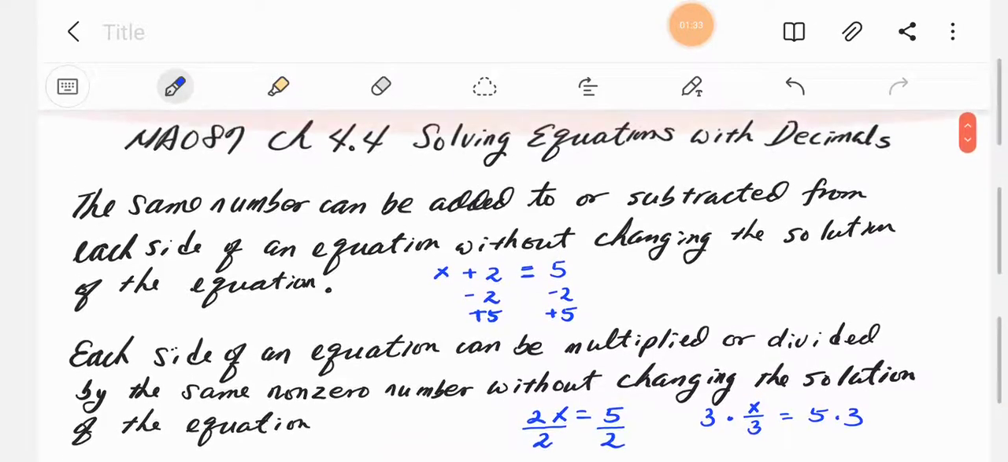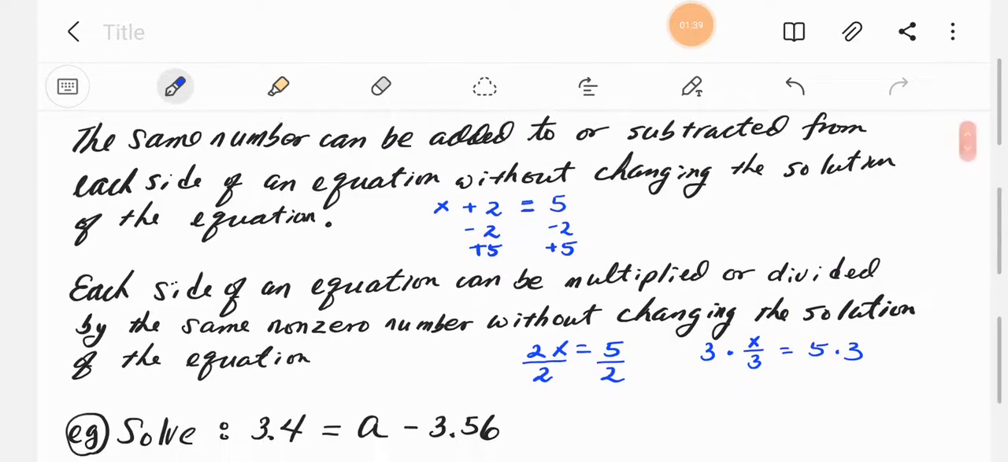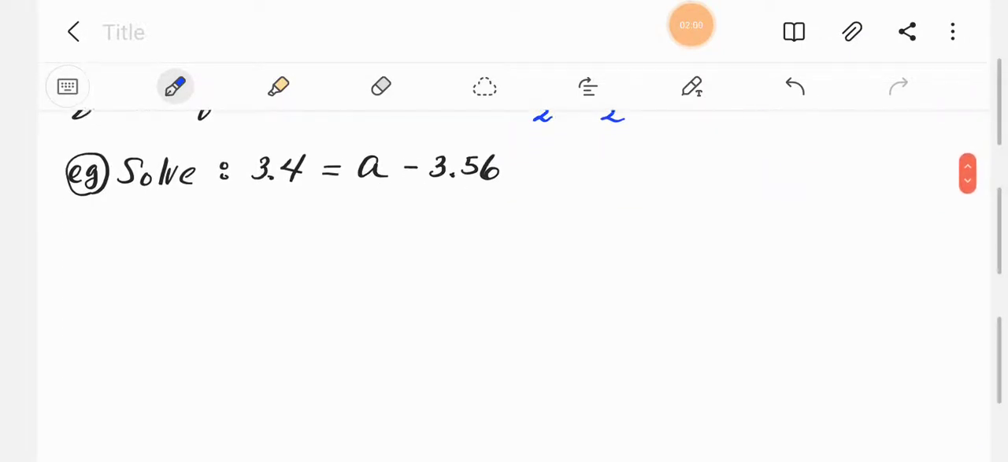So instead of decimals, you can use whole numbers or you can use decimals. So in that case, let's remove this one. Another example, if you have x minus 2 is equal to 5, then you can add 2 to each side. Then let's solve this equation.